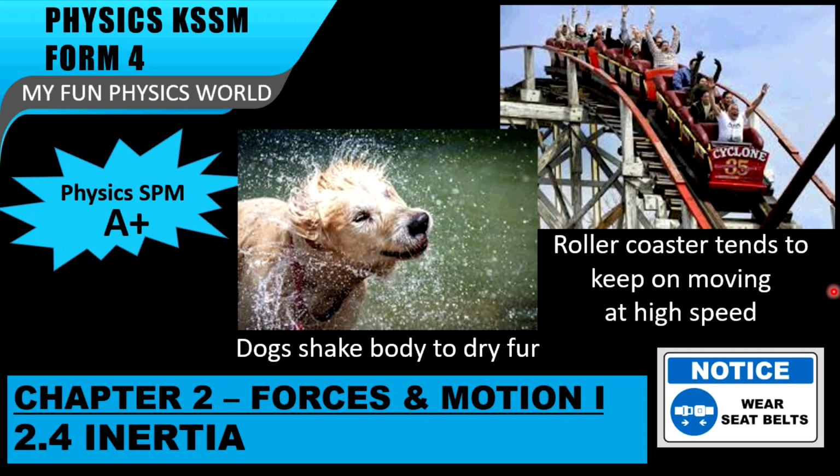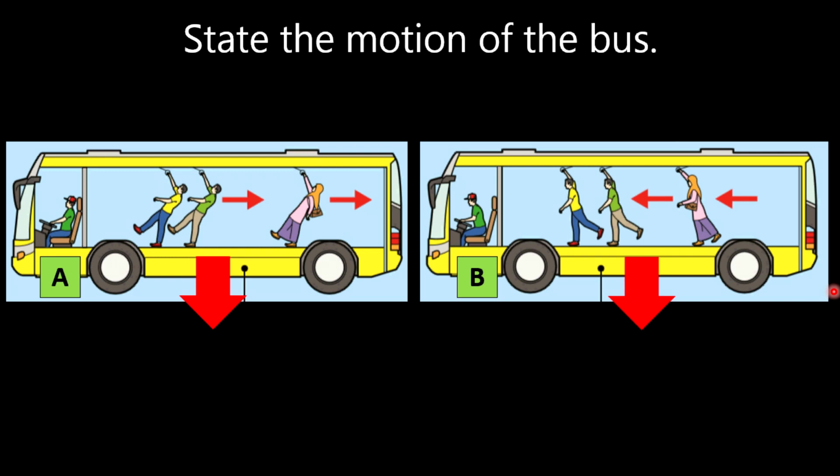So today we continue our lesson, Form 4, Chapter 2, Forces and Motion, Part 1. So we look at 2.4, Inertia. Look at these two diagrams showing a bus with different motion. Diagram A shows the passengers in the bus move or fall backward. In diagram B, the passengers in the bus are falling forward.